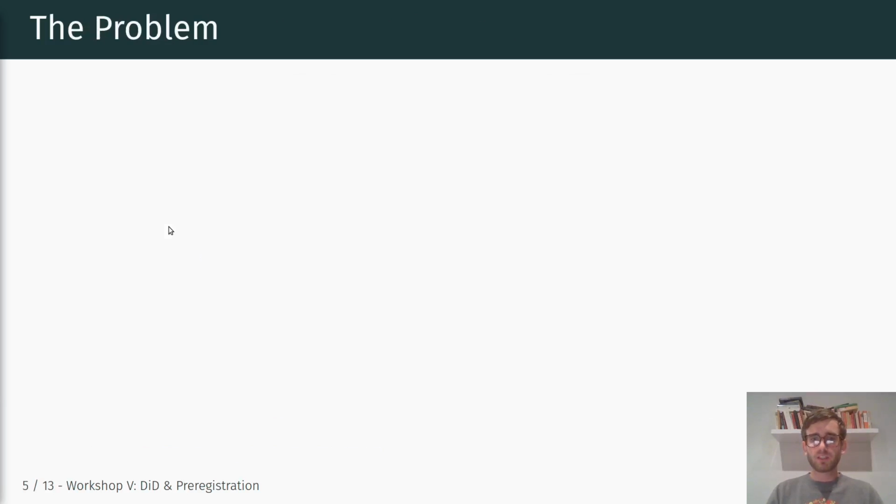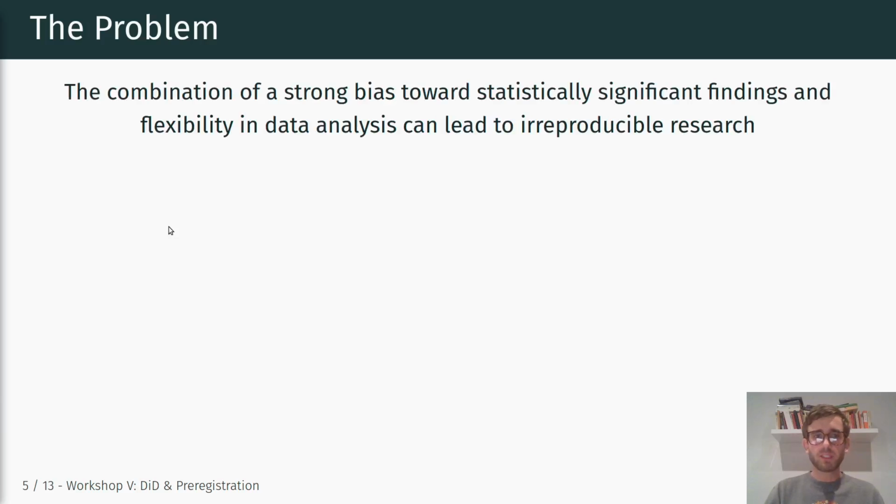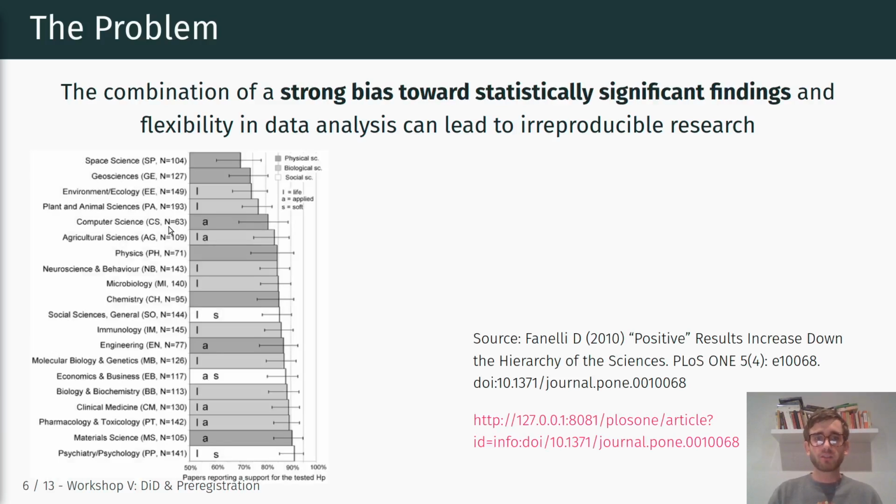So what is the problem? The problem is that the combination of a strong bias towards statistically significant findings when it comes to publication, as well as flexibility in data analysis, can ultimately lead to irreproducible research, right? And ultimately that means false discoveries that actually do not represent the truth, right? So let's focus on the first aspect here. Strong bias towards statistically significant findings, right?